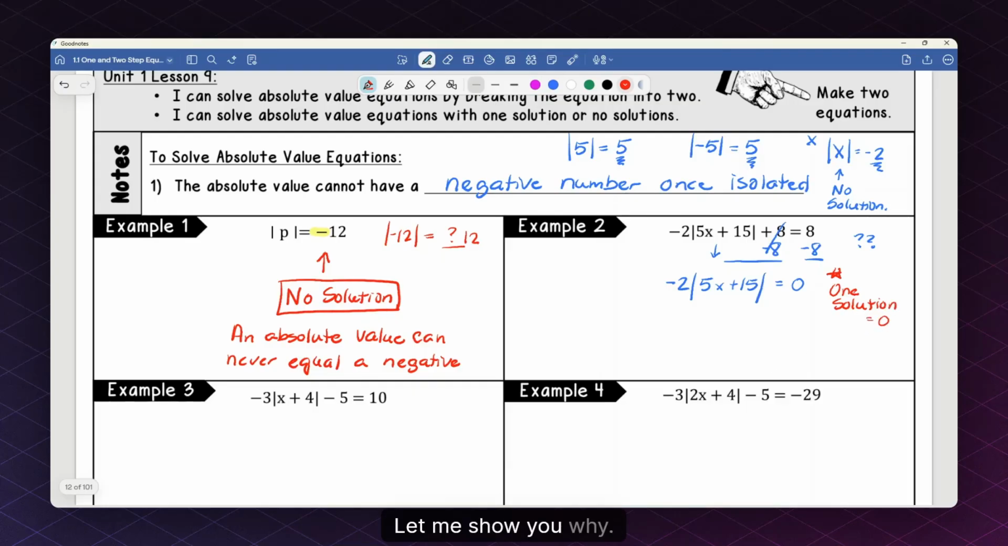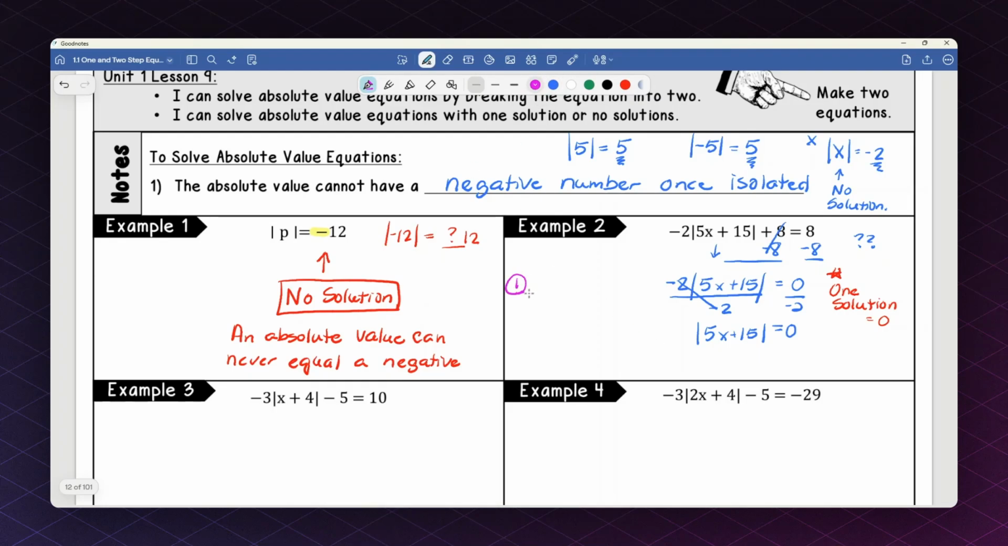Let me show you why. If I take this a little bit further, I've got to get rid of this negative 2 here. So I divide by negative 2 and I have negative 2. Well, if I put that in the calculator, 0 divided by negative 2 is still going to give me 0. All right, so we've got our absolute value portion completely isolated. There is no negative case here to do. We don't have a negative 0. 0 is just 0, right? So there's only one case to figure out.